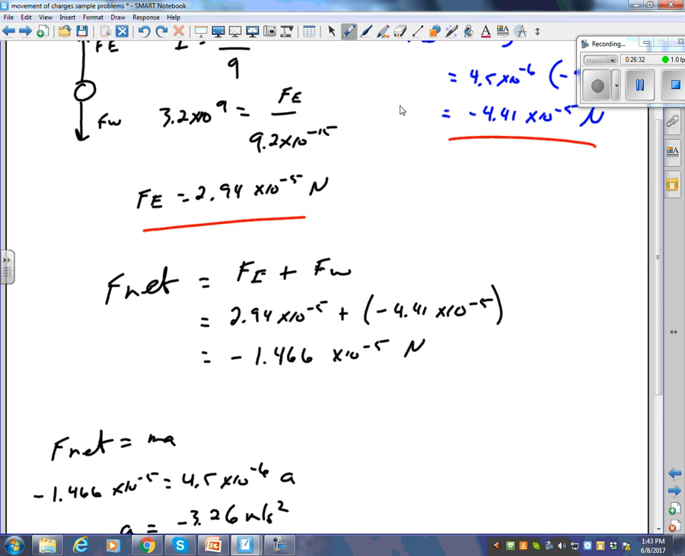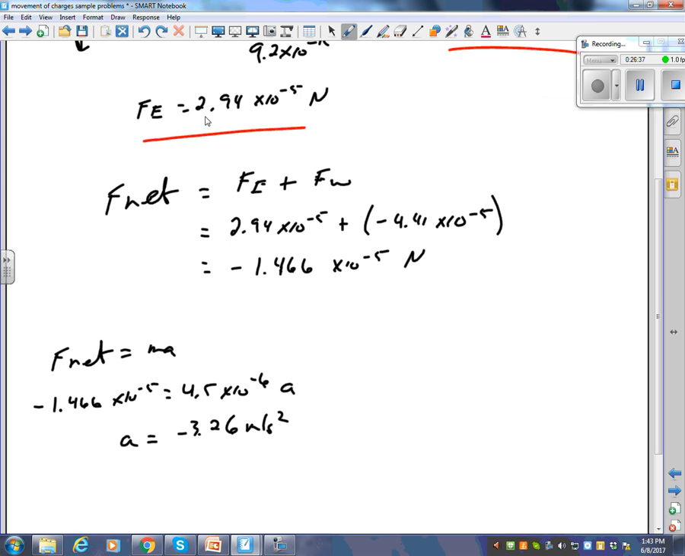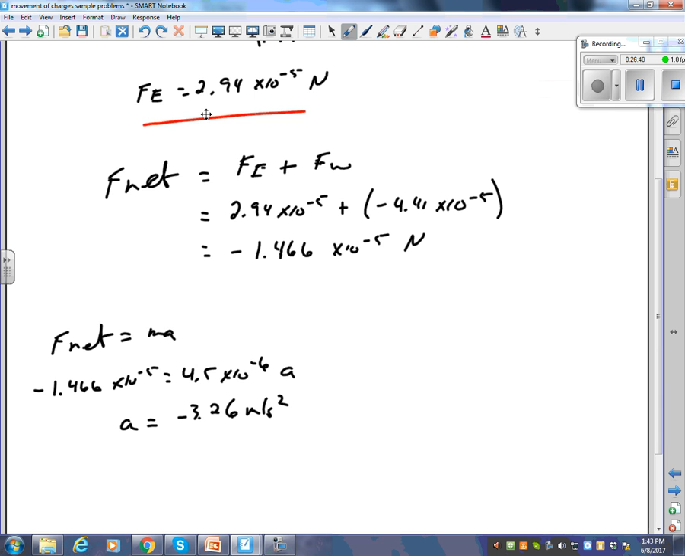Okay, so now, how fast is it traveling after 1.5 seconds? You have to assume its initial velocity is 0. If it doesn't say, it's going to be, right? And so we're going to go a is equal to delta v over delta t. This is wonderful review for the exam. Our acceleration down, 3.26. We're solving for the change in velocity. Our time was 1.5 seconds. So our change in velocity is going to be minus 4.89 meters per second.